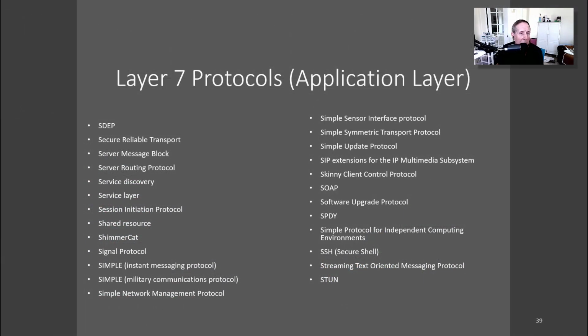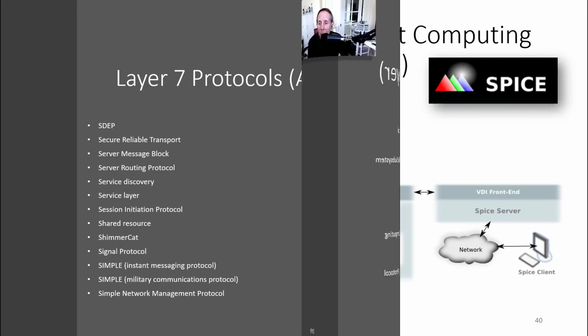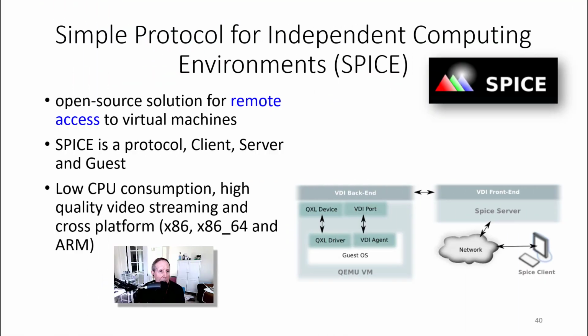Here's another long list of additional protocols at layer 7, things like SMB, Server Message Block, Shimmering Cat, Signal protocol, and many, many more. Another fascinating protocol at layer 7 is called the Simple Protocol for Independent Computing Environment, or SPICE. It's an open source solution for remote access to virtual machines.